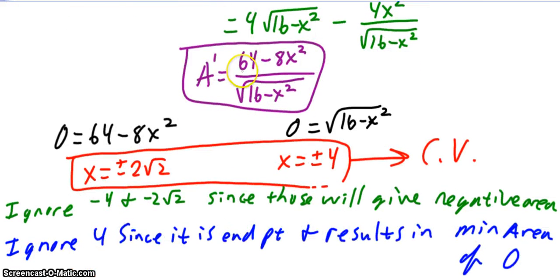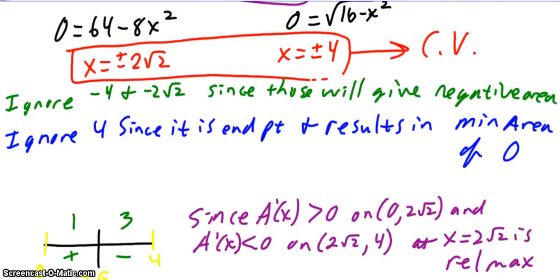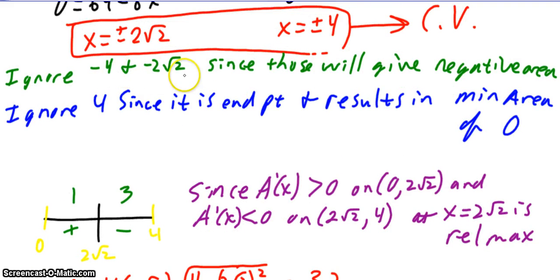Find my critical values, so I set the numerator equal to 0 and I set the denominator equal to 0. When I set the numerator equal to 0, I get x equals plus or minus 2 root 2, and the denominator gives me x equals plus or minus 4. All of those are my critical values, but now I can ignore the negatives since those will give me negative area, and I can ignore 4 since it's an endpoint and it results in a minimum area of 0.